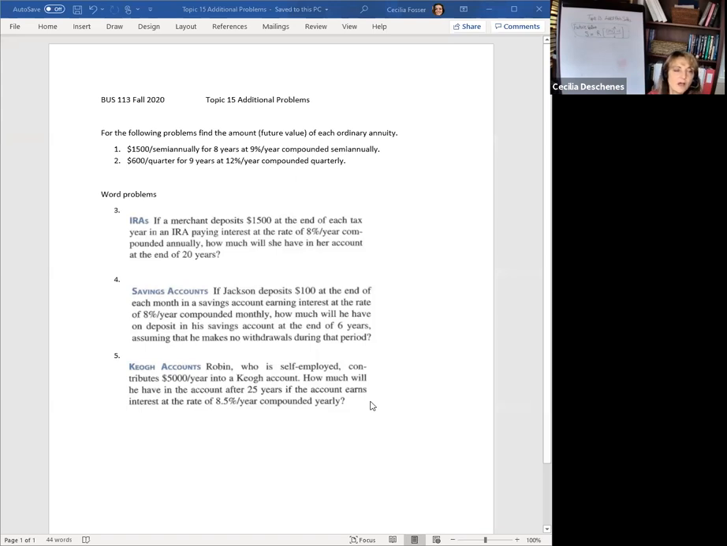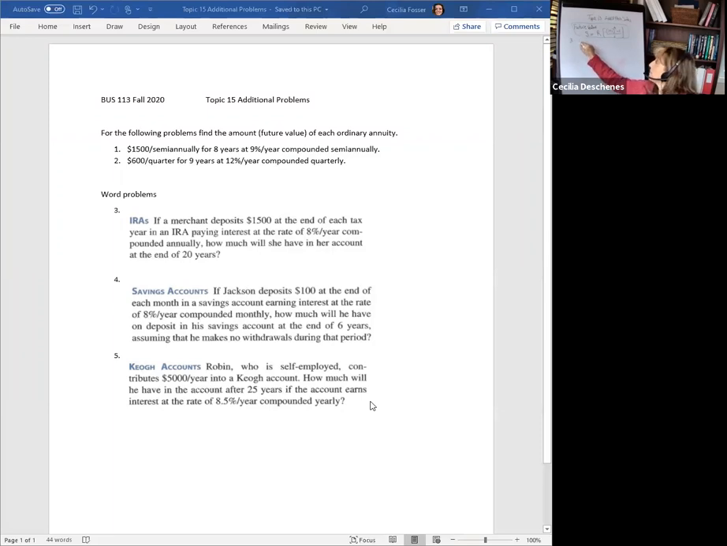This problem says IRAs. If a merchant deposits $1,500 at the end of each tax year into an IRA paying interest at a rate of 8% per year compounded annually, how much will she have in her account at the end of 20 years? An IRA is a type of retirement account, which is why we're talking about going out 20 years. So let's start problem number 3.